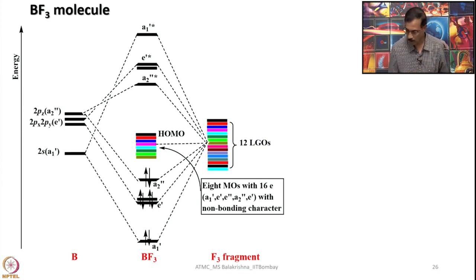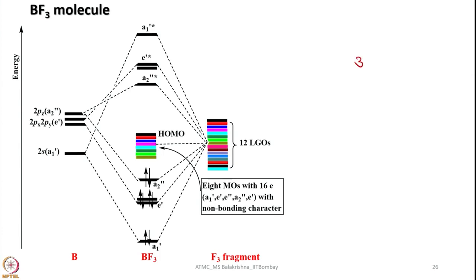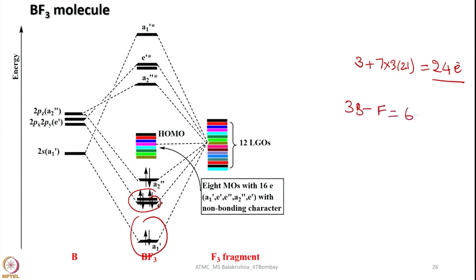Now, 3 electrons are coming from boron, and 7 into 3, 21, are coming from fluorine, so in total we have 24 electrons. This molecular orbital diagram should account for these 24 electrons. Let us see how it happens. You can see here the filled ones: 2 electrons here, then 4 electrons, and 6 electrons. These 6 electrons represent the formation of 3 BF bonds. So, we have utilized 6 electrons.